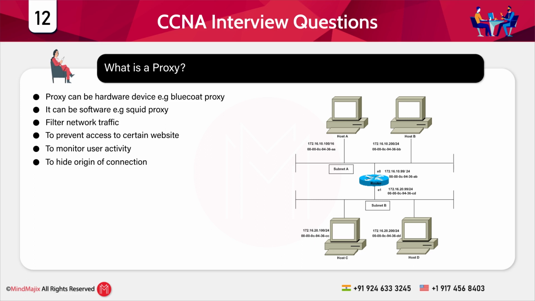What is the basic purpose of this proxy server? It is used for filtering network traffic, and it prevents access to certain websites which are not related to our business. For example, websites like gaming, gambling, or dating websites. We want our employees to be restricted from visiting those websites, so we can block them. It can be used for monitoring purposes also, to monitor user activity. We can specify quotas or limitations also. And it can be used to hide the origin connection, or we can say our internal server as well. So these are a few important points related to proxy. The example I gave you here is Blue Coat proxy, and it could be software, for example, Squid proxy server.